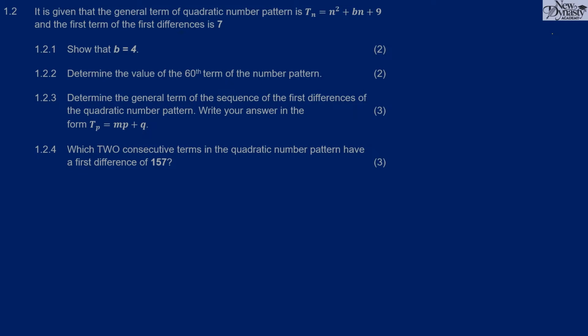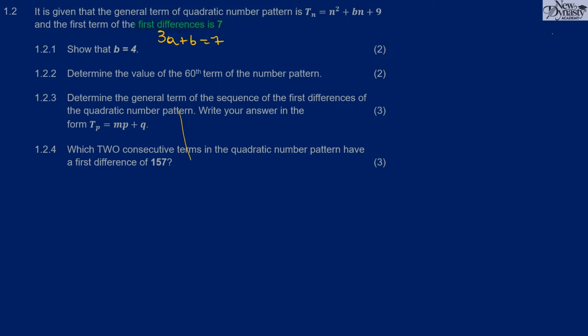Now the next question says, it is given that the general term of the quadratic number pattern is Tn equals n squared plus bn plus 9, and the first term of the first differences is 7. Grade 12, that is something that you should be able to note. Very, very important. The first term of the first differences is 7. Remember that the first difference is equal to 3a plus b. So that is how you're going to answer this question. Your first difference equals 3a plus b, so you're going to say 3a plus b equals 7.